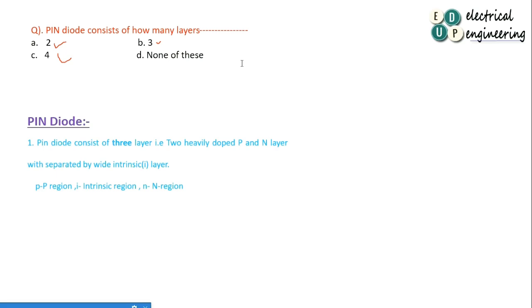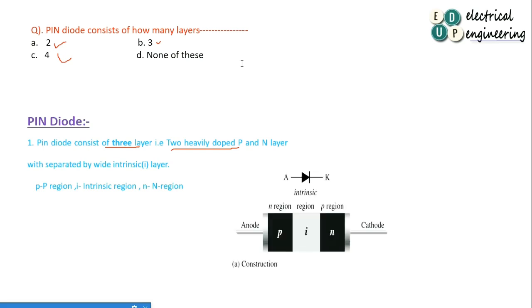Mostly we know that a diode has 2 layers, but a PIN diode consists of 3 layers, that is, 2 heavily doped P and N layers which are separated by a wide intrinsic layer, which stands for I. Here P stands for P region, I stands for intrinsic region, N stands for N region, which is known as PIN diode. In this diagram, it is the N region, it is the P region, and they are separated by the intrinsic region.